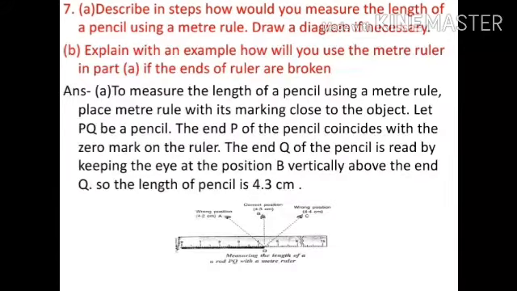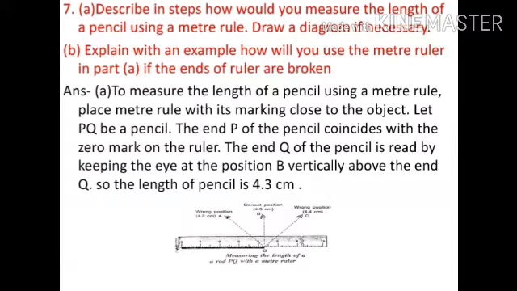Question number 7. A. Describe in steps how would you measure the length of a pencil using a meter rule. Draw a diagram if necessary. Question number B is, explain with an example how you will use the meter ruler in part A if the ends of the ruler are broken. So, as per the question, the diagram is given below and according to the diagram, I am going to describe the process.